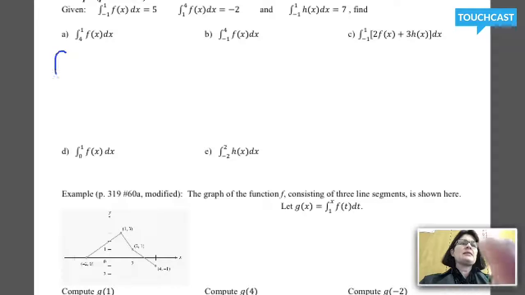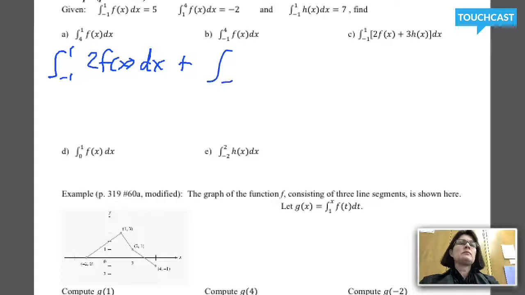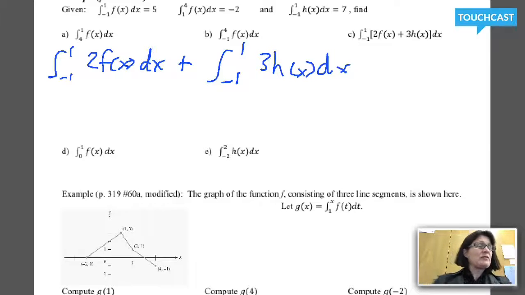I'm going to rewrite this as the integral from -1 to 1 of 2f of x dx plus the integral from -1 to 1 of 3h of x dx. If you think I'm taking too many steps, feel free to do this in fewer steps. You might have noticed that as you rewrote that sum, each one of those integrands has a constant factor that can come out to the front.